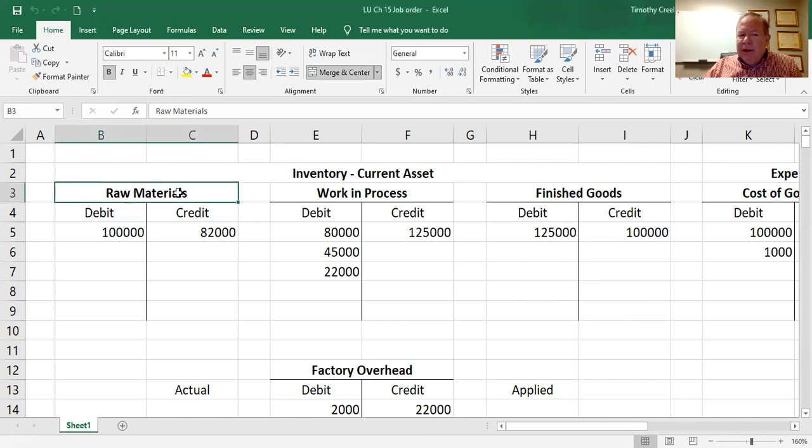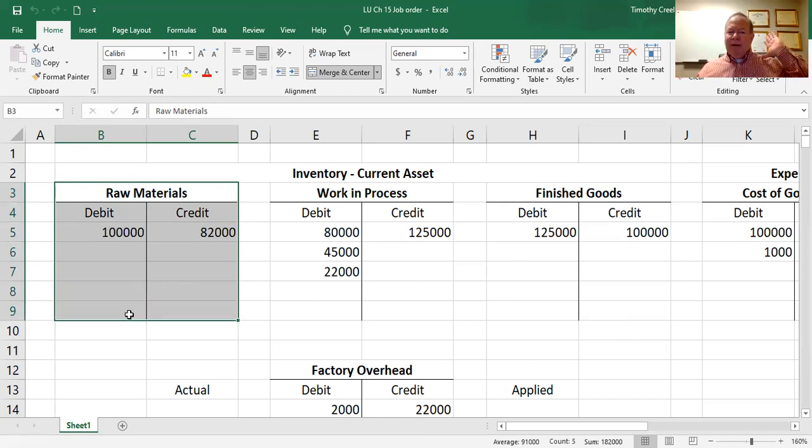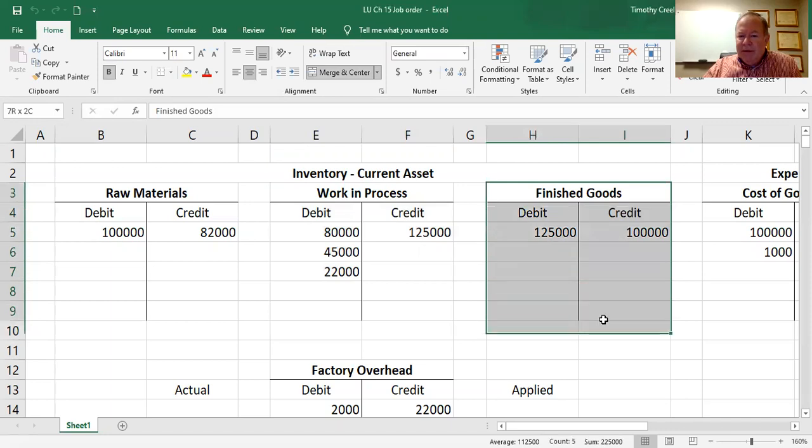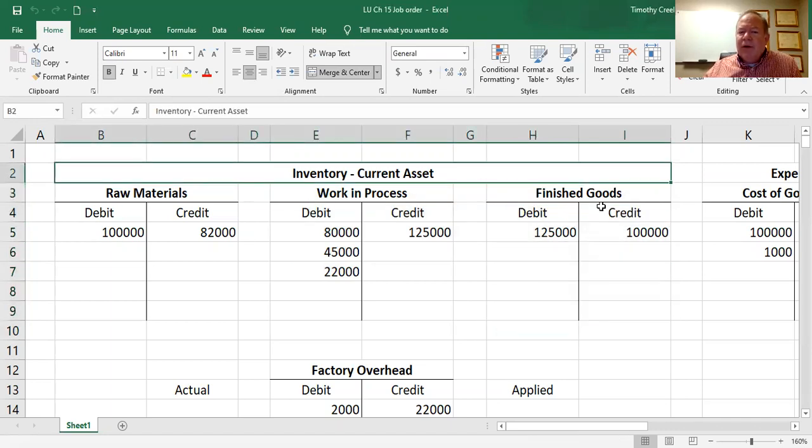The T accounts we're looking at, you'll notice that they all show a debit and a credit side. Remember, the debit is the left-hand side, the credit is the right-hand side of each. And notice that we have raw materials inventory, work in process inventory, and finished goods inventory. Now, all of these are current assets on the balance sheet of a manufacturing company. And basically all of them describe the stage of production that a product is in.